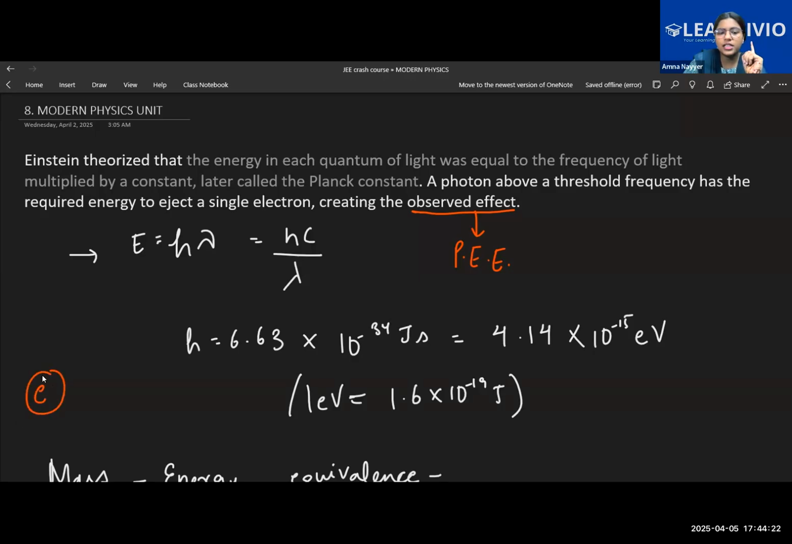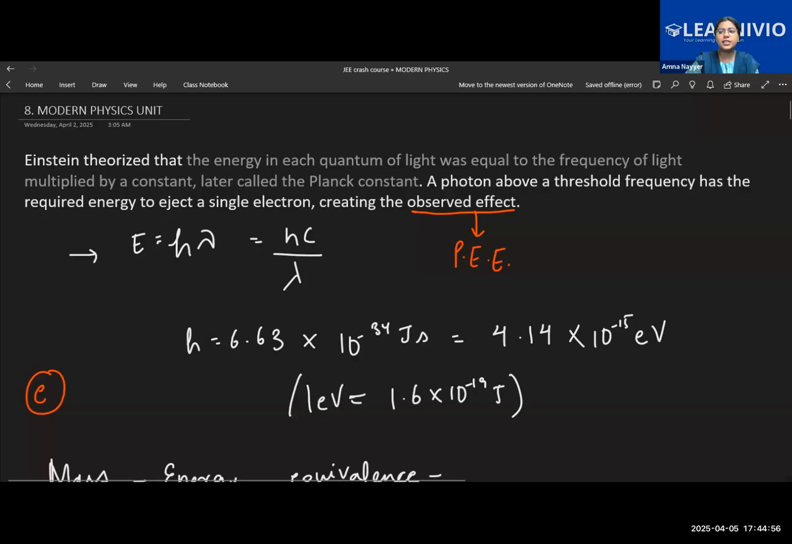This electronic charge itself is equal to 1.6 into 10 to the power minus 19. So whenever you have to convert electron volt into joule, you use this relation. But for your benefit, it's very helpful if you remember 4.14 into 10 to the power minus 15 electron volt seconds as the unit. If you remember this in electron volts, most of your calculations will become easier. So for Planck's constant, I'll suggest for your JEE exam, remember this value also, because you have to answer most of the things in electron volts.